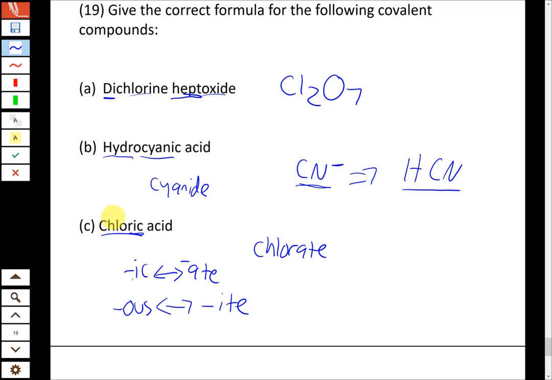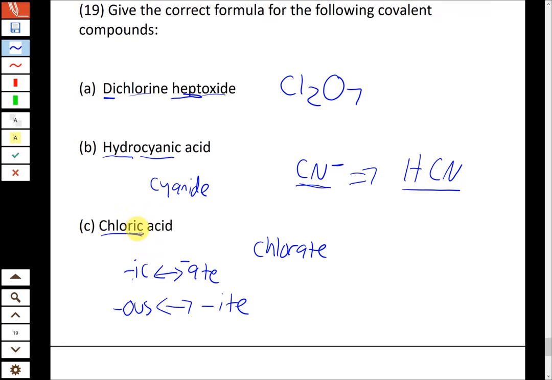Yep. So are these prefixes in the book? The prefixes should be in the book somewhere, yes, in the naming rules, and they're also in the notes from whatever day I covered nomenclature. But again, when converting an oxoanion to an acid, if it's an ATE anion, it's an IC acid. If it's an ITE anion, it's an OUS acid.